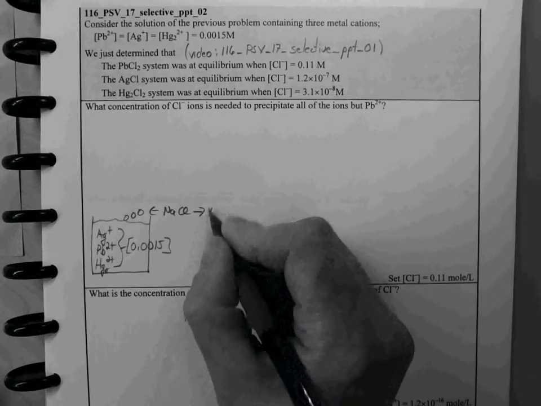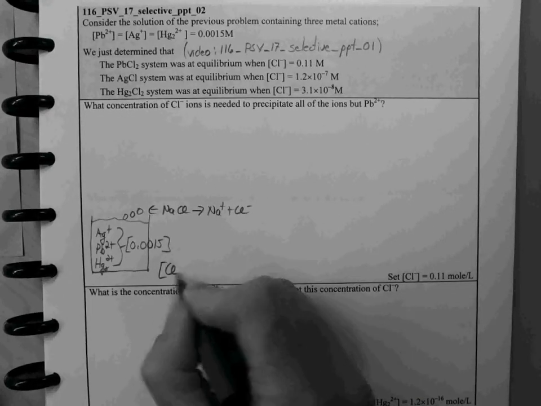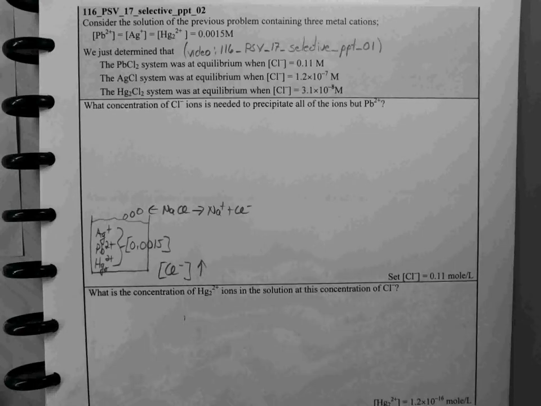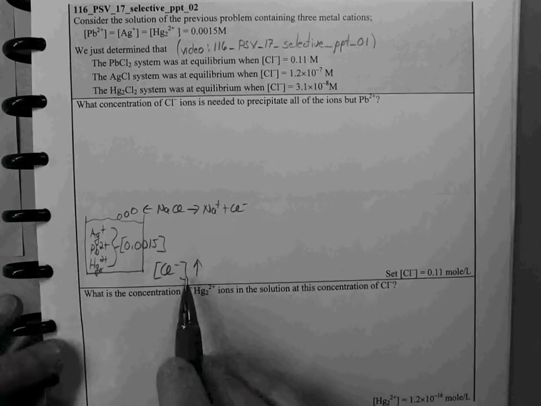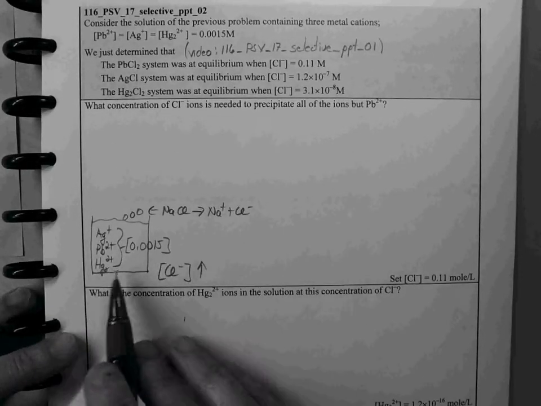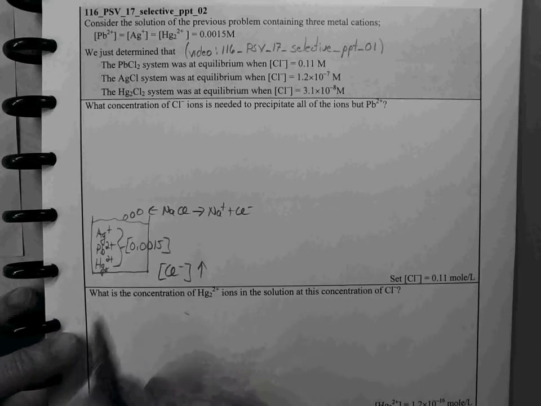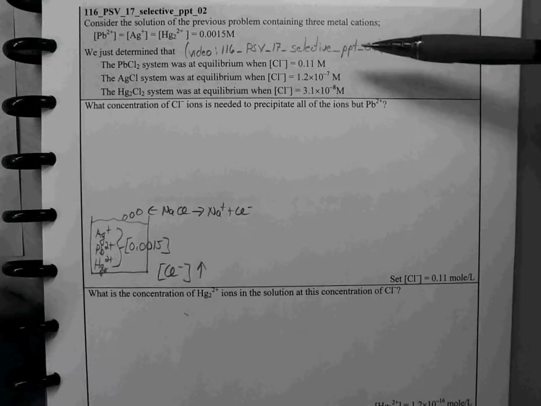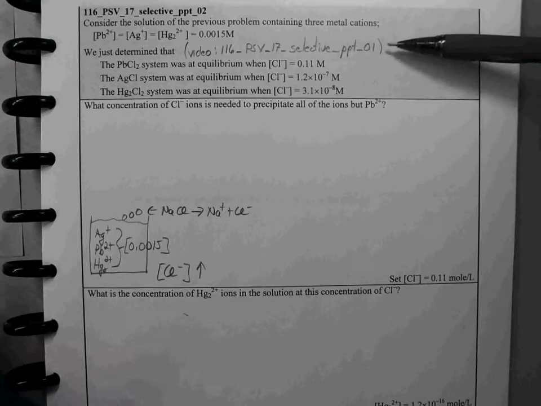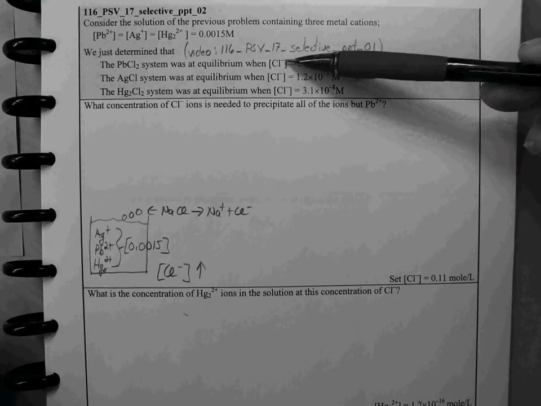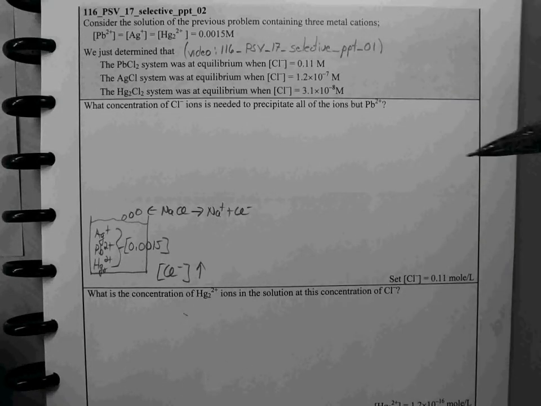So we know that sodium chloride is going to release sodium and chloride ions in solution. So effectively, we're increasing the chloride ion concentration. And as the chloride ion concentration increases, first one, then the second, then the third of these ions will precipitate out as a chloride, because these are all insoluble chlorides. Now, in a previous problem, and here's the name of the video, we determined what ion concentration the chloride needs to be in order for each of these systems to be at equilibrium.